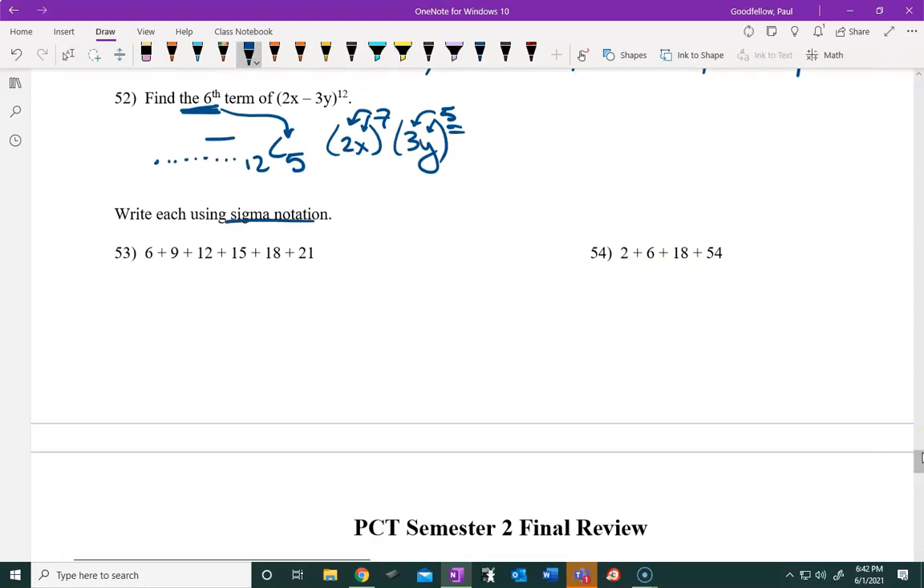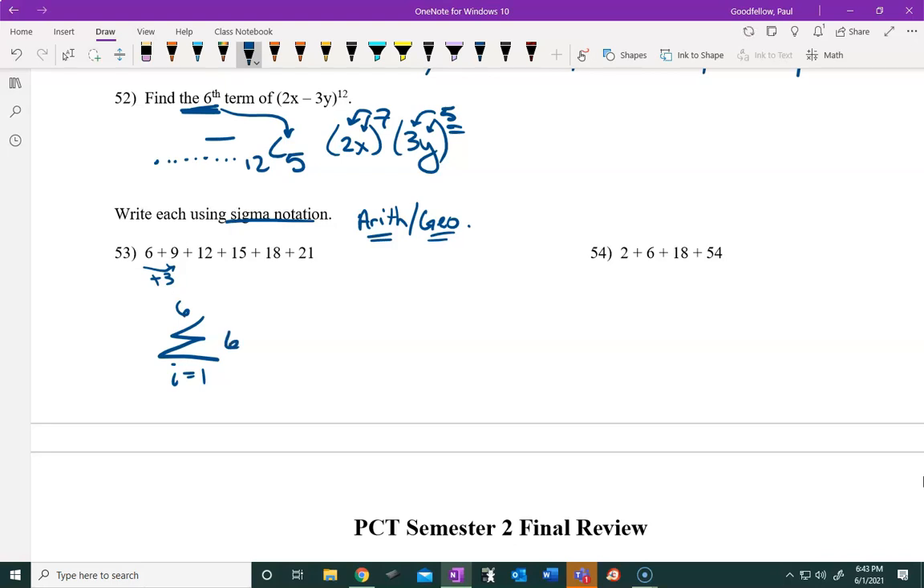That's sigma notation. Again, I think the best thing you can ask is it arithmetic or is it geometric? And if it's arithmetic or geometric, use the formulas that you've got on your paper. This is definitely going up by 3. So we've got an arithmetic. Sigma is going to go from i from 1 to 1, 2, 3, 4, 5, 6. And I'd put the actual formula right inside here, which is 6 plus n minus 1, or in this case, i minus 1 times the common difference of 3.